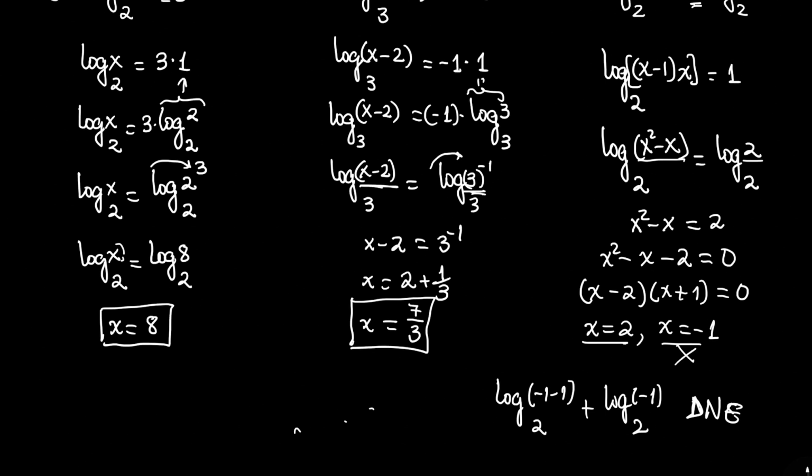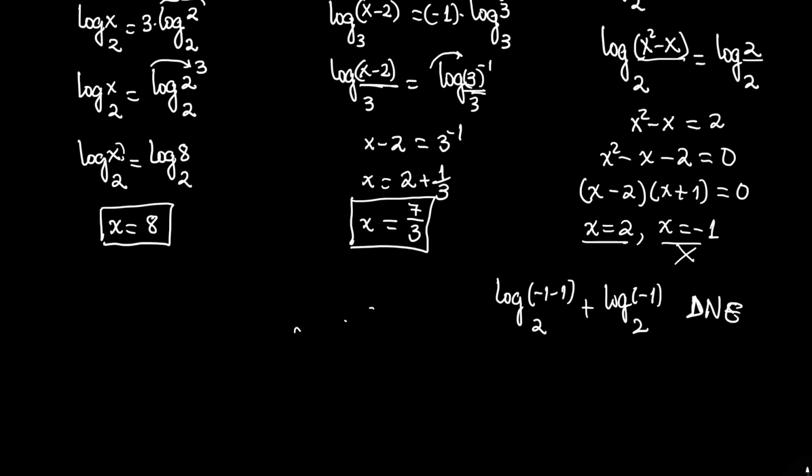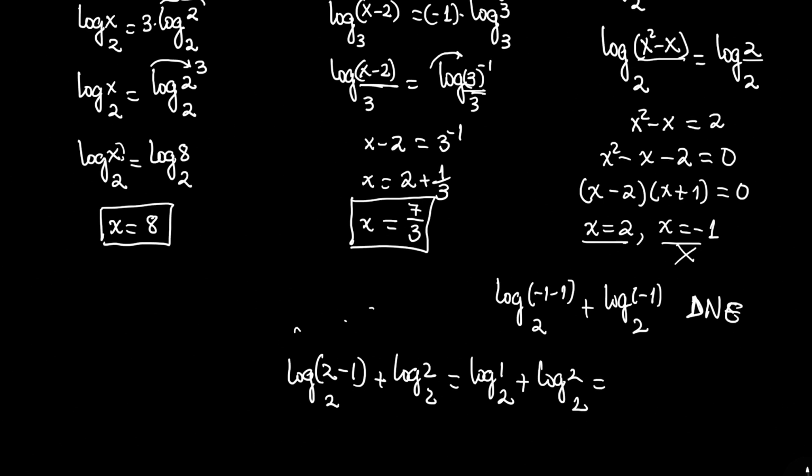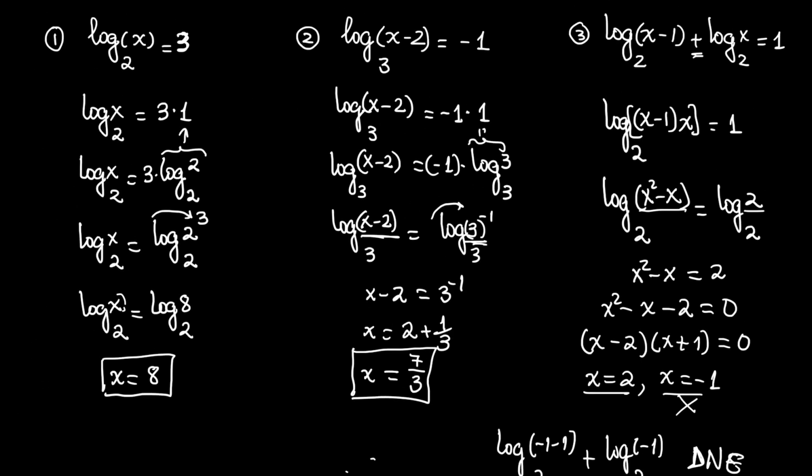If I plug in 2, I'm going to have log of 2 minus 1 plus log of 2. This should be equal to log of 1 base 2 plus log of 2 base 2. Log of 1, no matter the base, is 0, plus log of 2 base 2 is 1 because it's the log of a number that is equal to its base, which just gives you 1, which is equal to this 1 here. So that's how you solve a logarithmic equation.